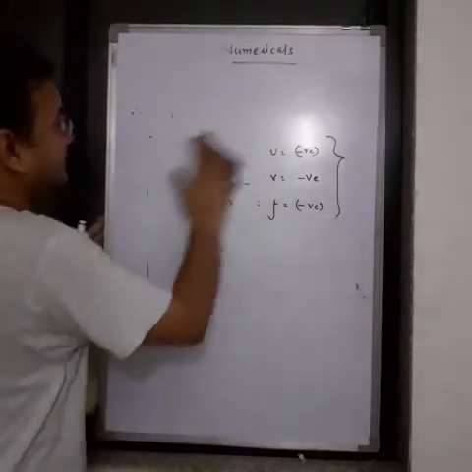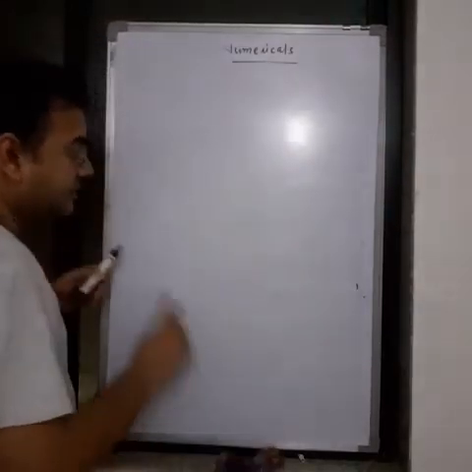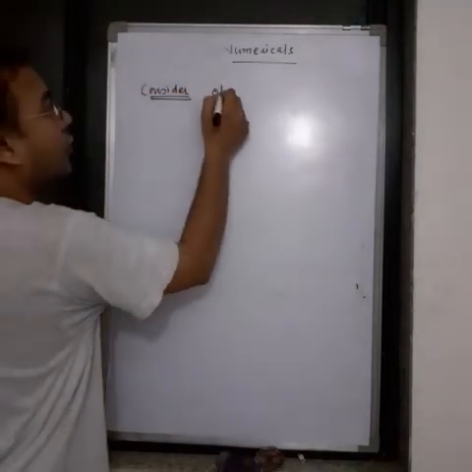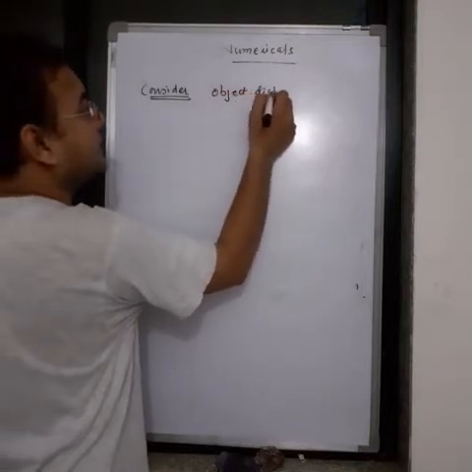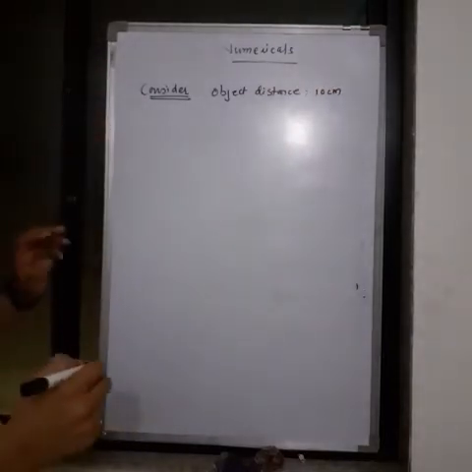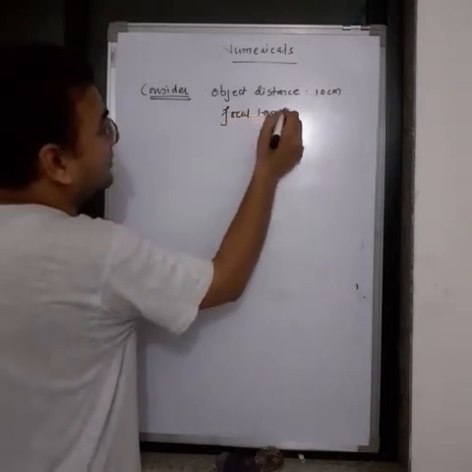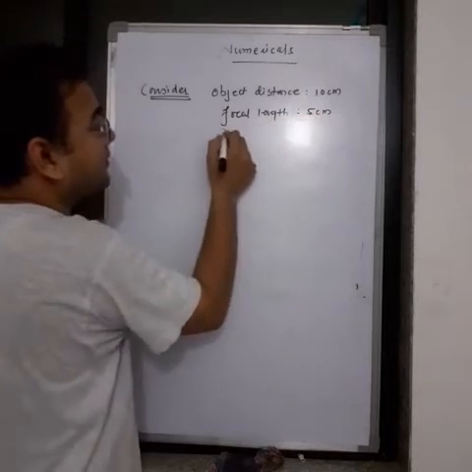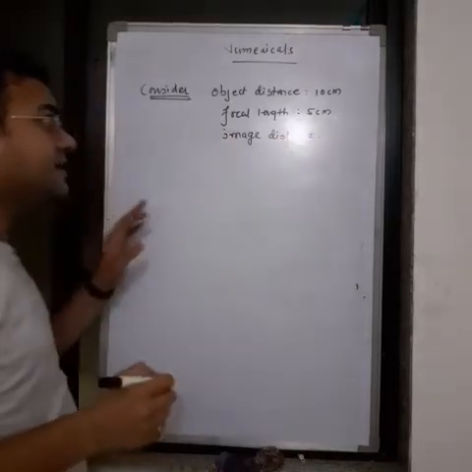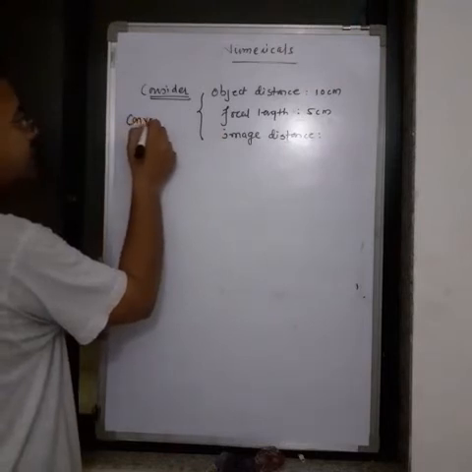Let's see. Suppose, consider object distance 10 centimeter. It's a very similar example to the one we already saw yesterday, focal length 5 centimeter. Find out the image distance. Yesterday we saw this in case of the mirror. Now the same sum we are going to consider in case of the convex lens.